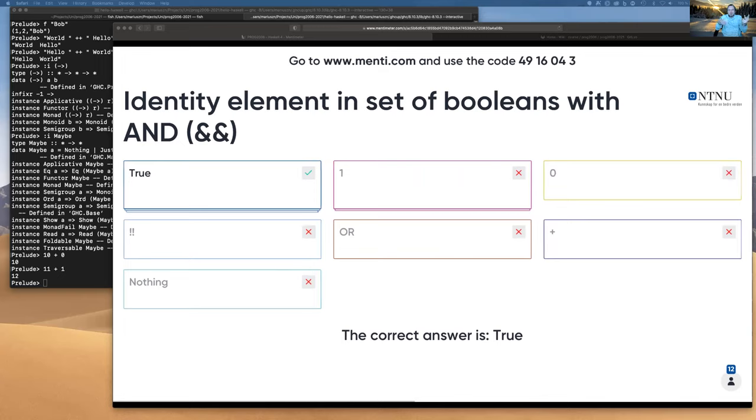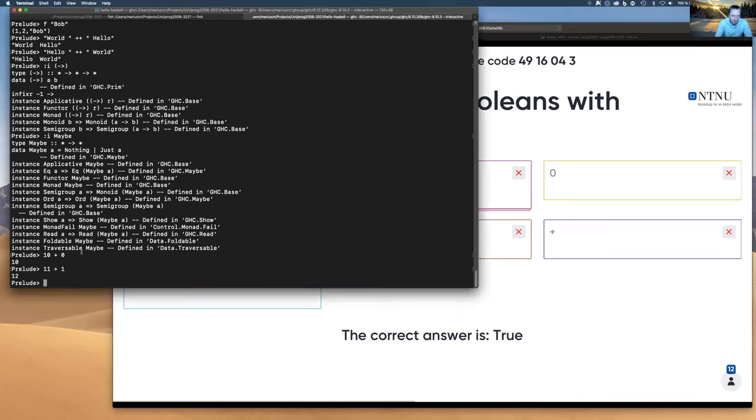The set of all Booleans is just two elements, true and false. So one of them has to be the identity element because there are no other elements in the set. I have a set of values, true and false, and a binary operation, AND. If you're just guessing, you have a 50% chance of guessing correctly. The idea is that if you have X and this identity element, you're always going to get X. For AND, if I put false here, I'm going to get always false.